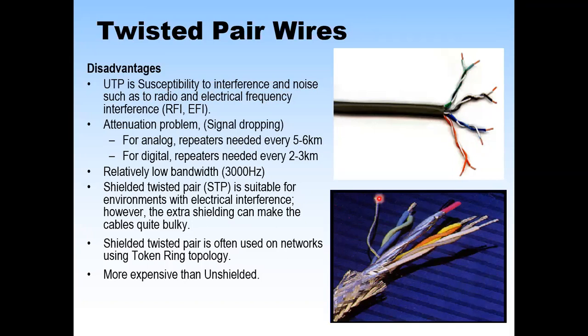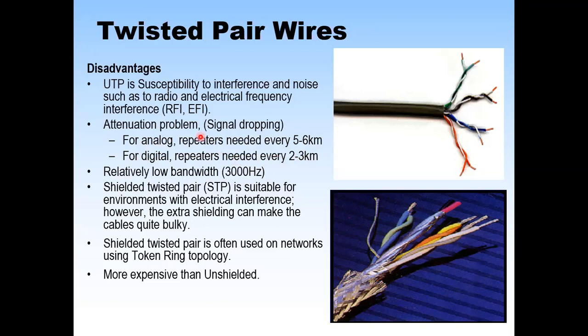So these are the different combinations. Attenuation problem: signal dropping. For analog, repeaters are needed every 5 to 6 kilometers, so that if the signal is degraded, after 5 to 6 kilometers we can use repeaters so that the signal can travel a far distance and easily reach the destination with less distortion and degradation.